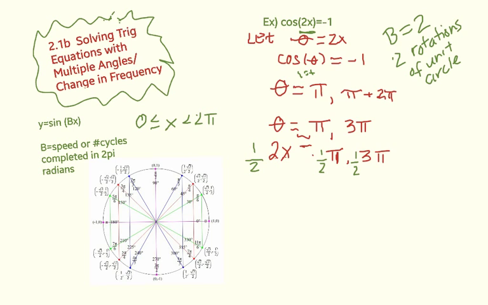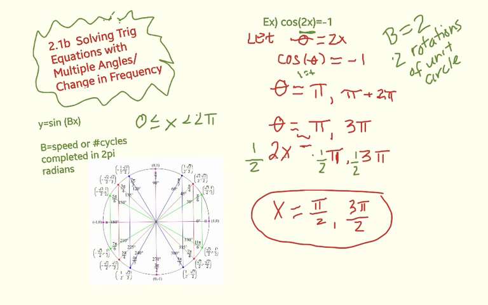So I end up having that my x, or my angle that I was looking for, could be pi over 2, or 1/2 times 3 pi, which is 3 pi over 2. So my speediness has taken those angles that initially seemed to be outside of the range of my answers, and it's pulled them back in. So final answer here is pi over 2, or 3 pi over 2.